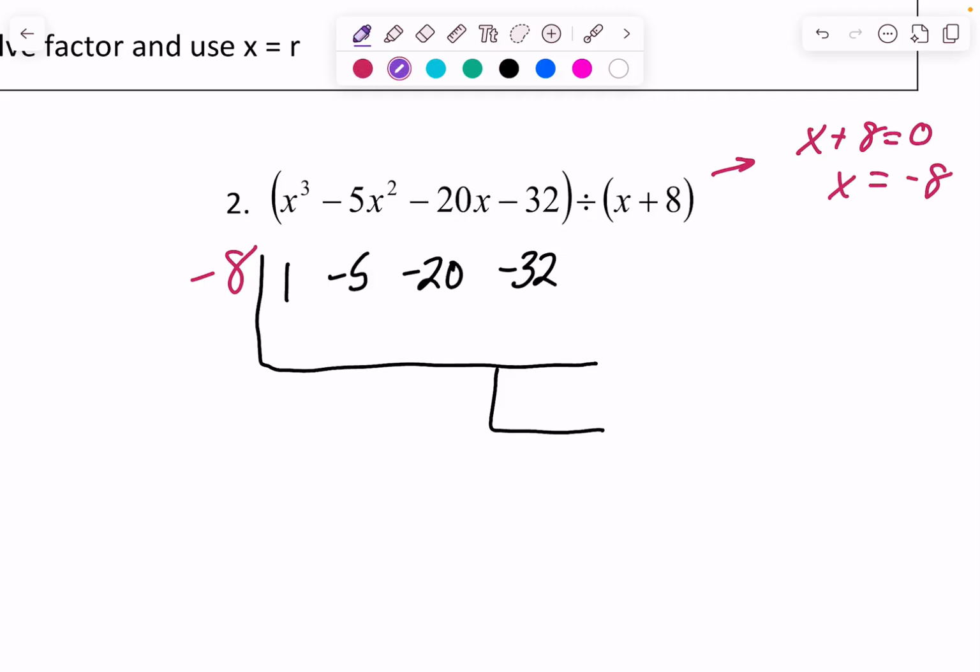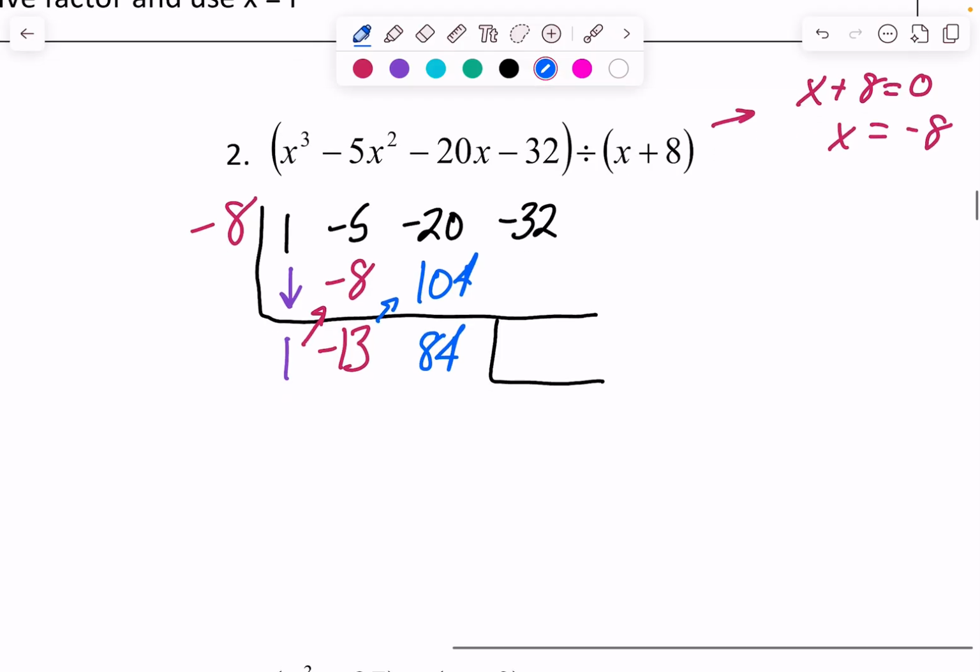We take our first number, we move it straight down. Then we're going to multiply by the outside, so 1 times negative 8. I get negative 8. I'm going to write that in the next column and add straight down. And then I take negative 13 times negative 8 and write that in the next column and add straight down. And then I take negative 8 times 84, write it in the next column, and add straight down.